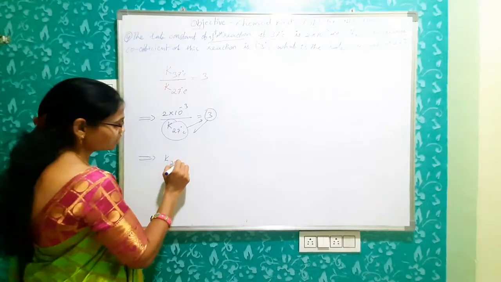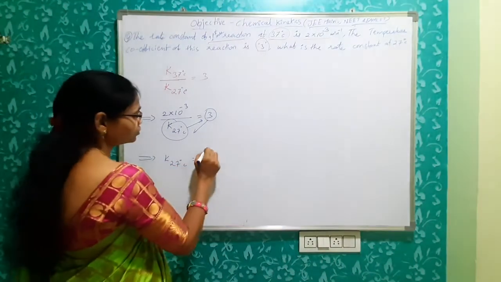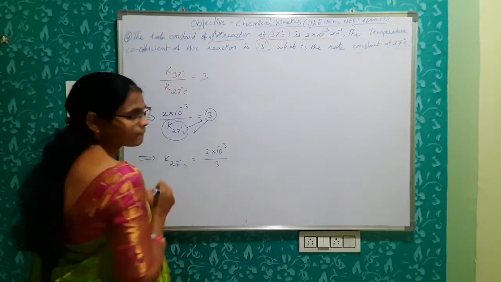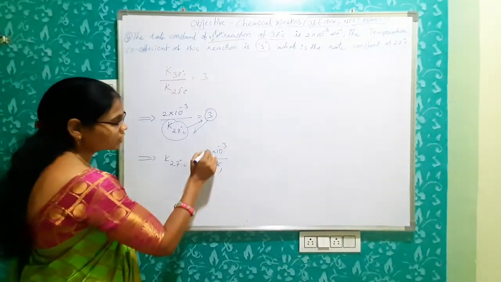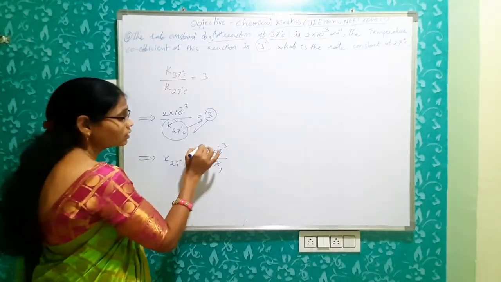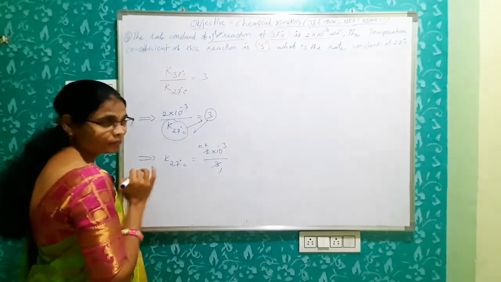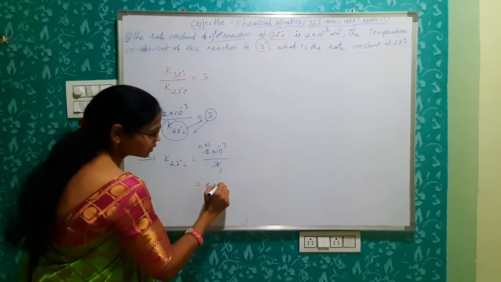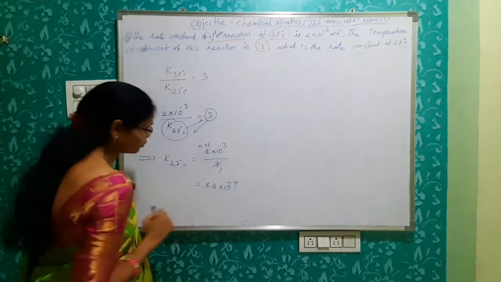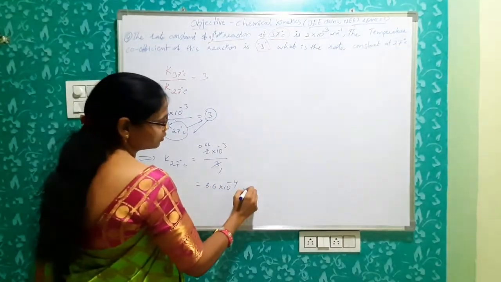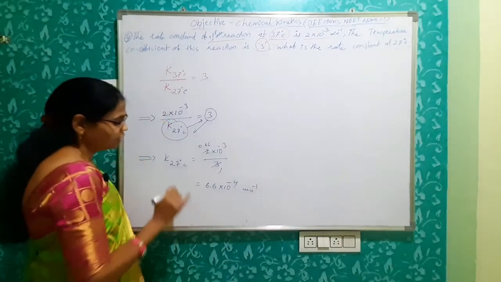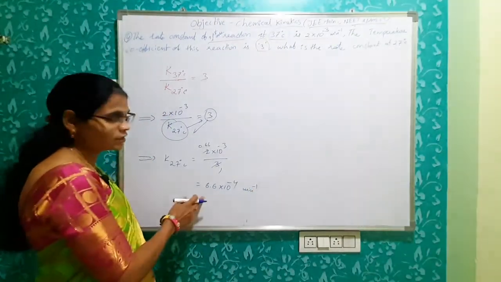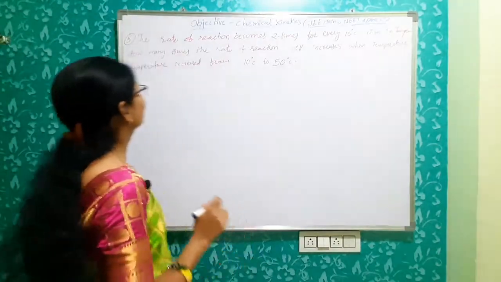K at 27 degrees Celsius is equal to 2 into 10 power minus 3 by 3. 3 ones are 3, 6 twos are 6. Simply 6.6 into 10 power minus 4 per minute at 27 degrees Celsius. Clear? It's very simple. See here, fifth problem.